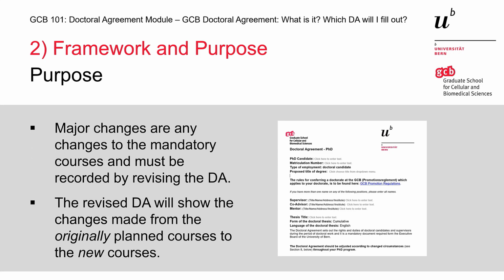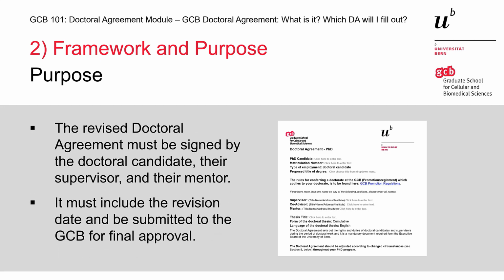Major changes are any changes to the mandatory courses and must be recorded by revising the original doctoral agreement. The revised doctoral agreement will show the changes made from the originally planned courses to the new courses. Remember, no changes to the mandatory course list once you have attended that course. The revised doctoral agreement must be signed on the revision date by the doctoral candidate, their supervisor, and their mentor. The revision date must be noted on the form, and the newly revised form must be submitted to the GCB for final approval.